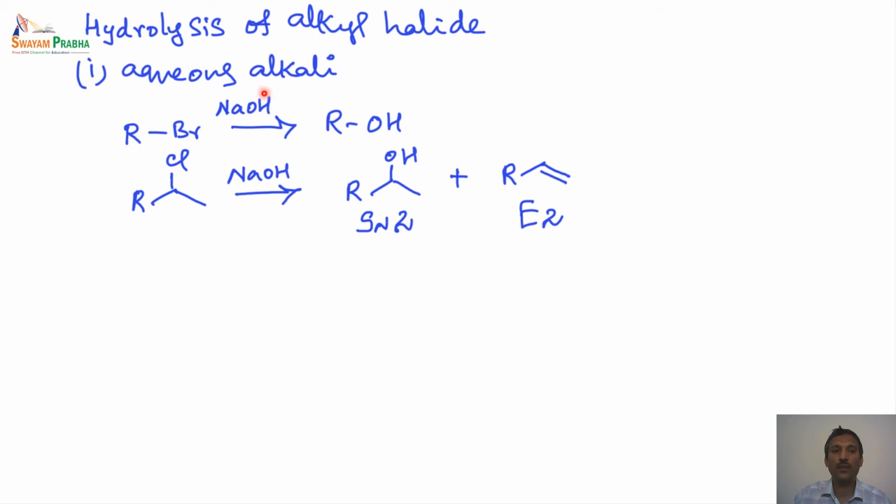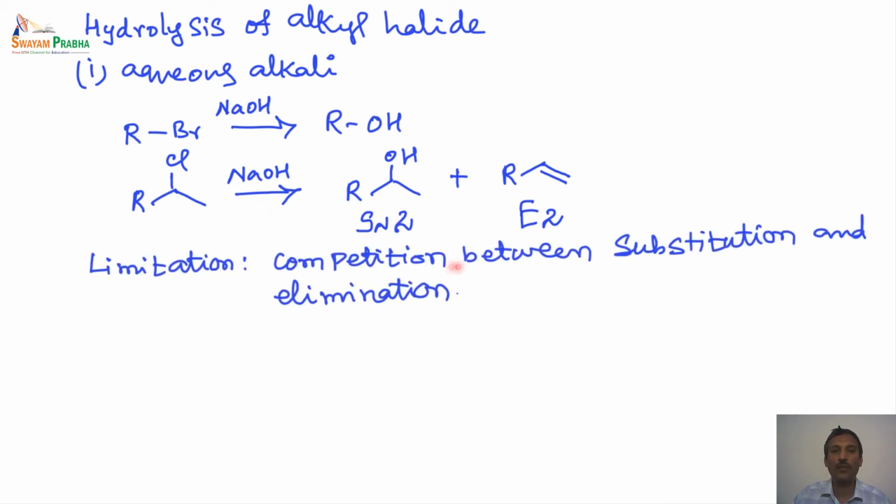Because aqueous alkali, basically the hydroxide ion, is a very strong base and it is also a strong nucleophile. So being a strong base, this facilitates the elimination reaction also. So that means we have a very limited use of alkyl halide treatment with aqueous alkali to produce alcohol, because not all alkyl halides can be used for the preparation of alcohols using this method. So the major limitation is the competitive reaction between the substitution and elimination. So we have to identify a better reagent for this particular conversion.